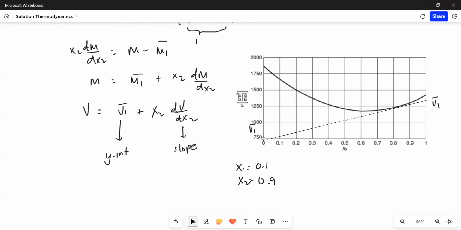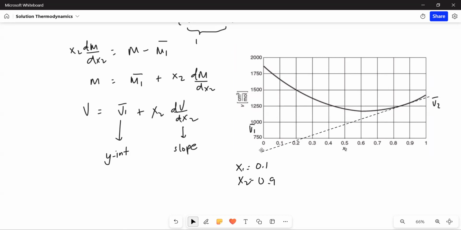Okay, so it's beyond the graph. Let me find another graph. Wait, hold on. Okay, I have not found another graph, but let's just estimate. So it should be tangent at x2 equal to 0.9, somewhere right here.